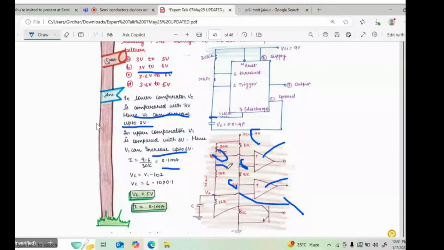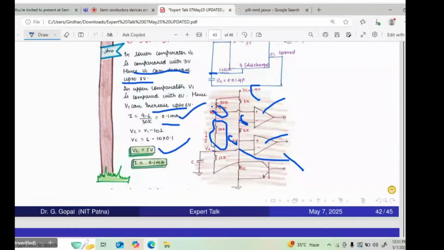What is the potential across the 10k? It is 10k multiplied by I, because all resistances are in series: 30 kilo ohm, 10 kilo ohm and 12 kilo ohm. Now you have to understand these are not the internal resistances, because the internal resistances are 5k, 5k, 5k only. These are externally connected resistances, RA, RB and RT, right? So what is the VC here? VC is nothing but node potential V1 minus the potential across the 10 kilo ohm. You can find out VC as 5 volts and you can also find out this current I, right?